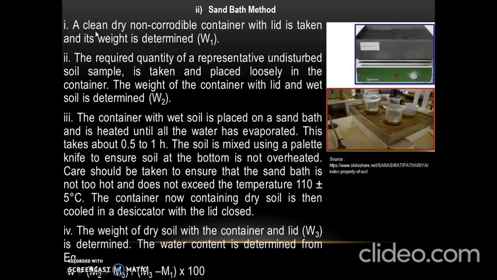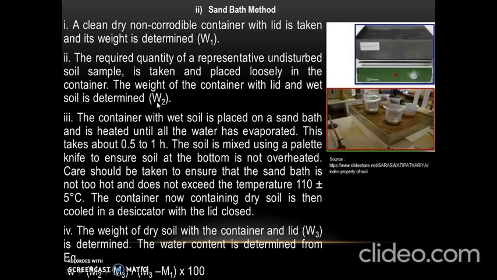To begin with, a clean, dry, non-corrodable container with lid is taken and its weight is noted down, which will be W1. The required quantity of undisturbed soil sample is taken and placed in the container, and the weight of the container with lid and the wet soil is found out, which will be W2. So the empty weight of the container is W1 and the weight of the container along with the soil sample is W2.